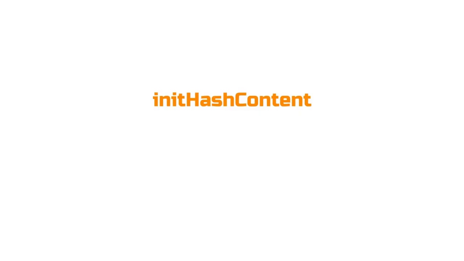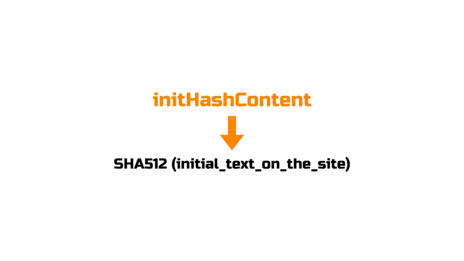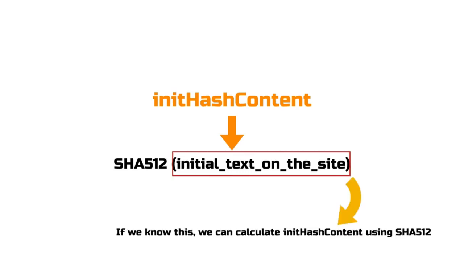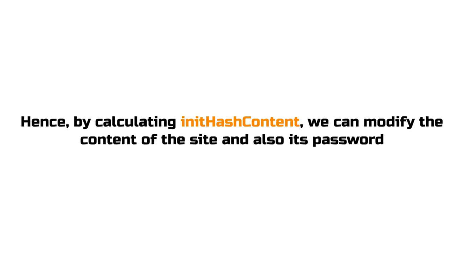Well, it's nothing but the hash of the initial text on this site. So, if we know the text that is saved on a particular website or a particular link on protectedtext.com, we can easily calculate its hash value with the SHA 512 algorithm, which is open source. And hence we can modify the site and also change its password without having to know the original password of the site. Makes sense, right?